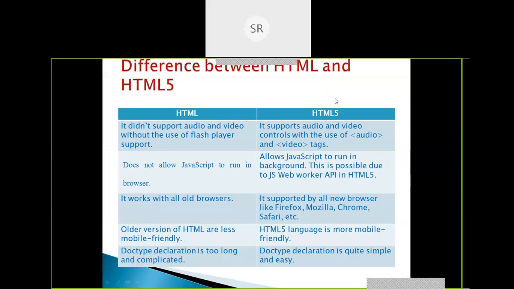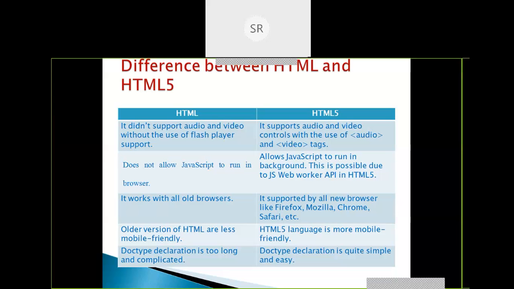So the next slide is about the actual difference between HTML and HTML5. Just read out these differences. HTML didn't support audio and video tags without the use of player support. Normally, current browsers support various plugins like audio, video, graphics and animation plugins, but older browsers do not support these kinds of plugins. So HTML doesn't support audio and video tags, and in HTML5, it actually gives the audio tag and video tag.